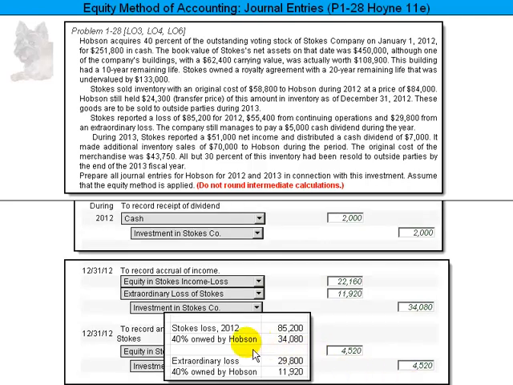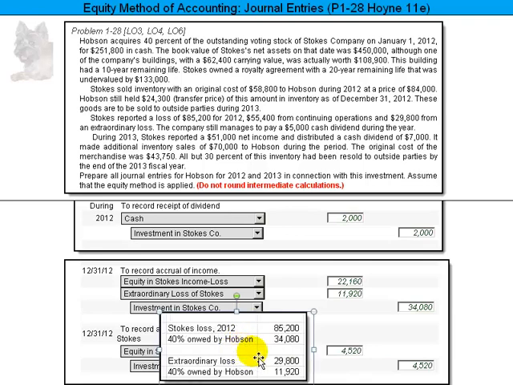Okay, now just to show a little bit where these numbers come from, I put this little image of some calculations I did to help you. Stokes reported an $85,200 loss. If you take the 40% owned, it's $34,008. So I know we're going to reduce the investment in Stokes by $34,008, and then we're really just allocating between how much goes to the equity account and how much gets actually recorded as an extraordinary amount.